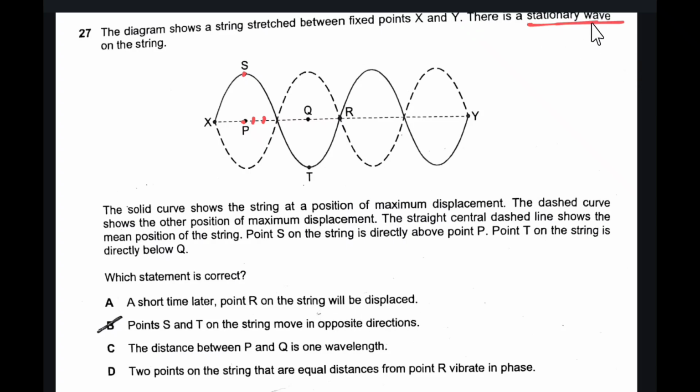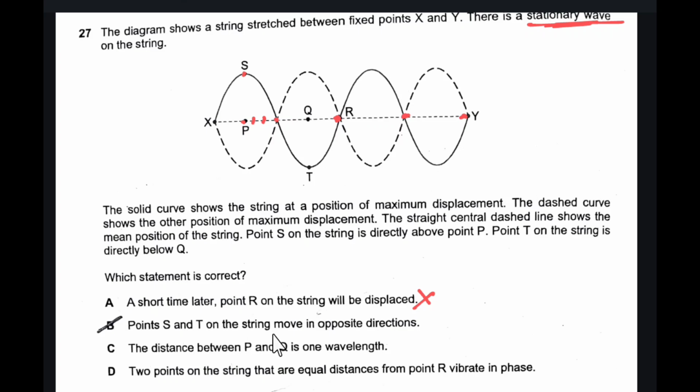Now as we can see that this is a stationary wave, that means nodes would not move and would remain on their position, but these parts, that is antinodes, move, but a node does not move. So R remains on its own position, so it is not displaced.